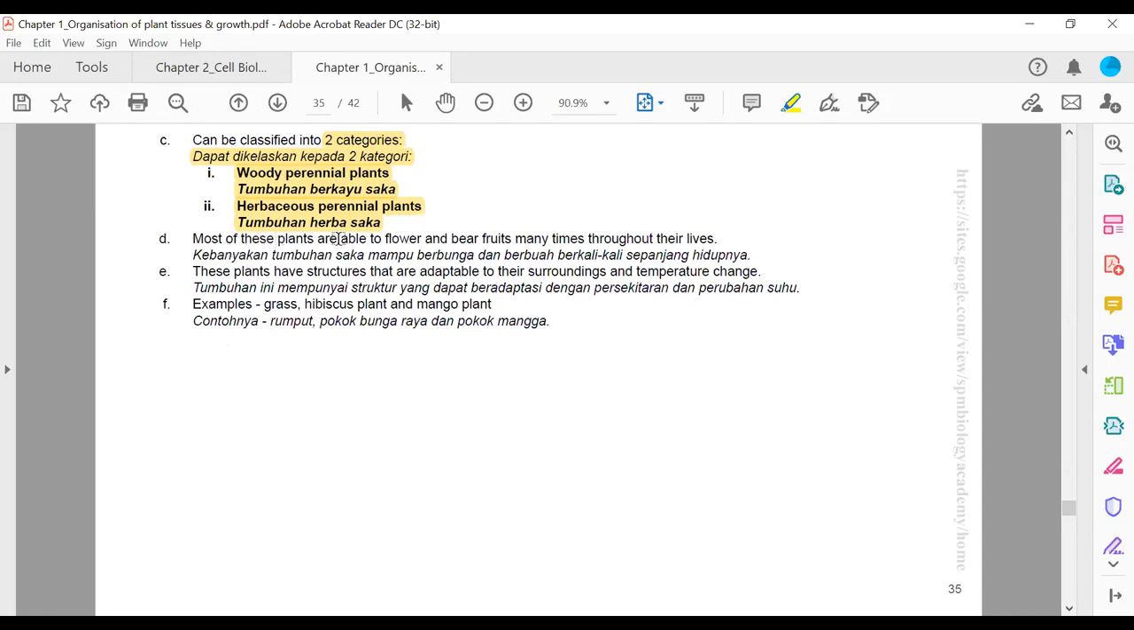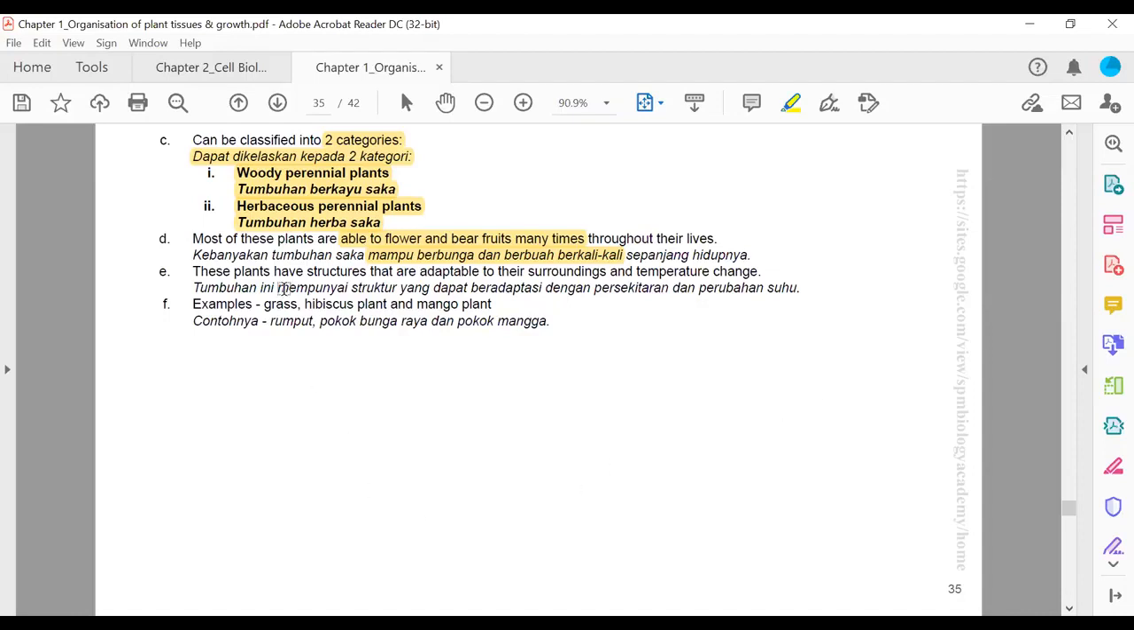Most of these plants are able to flower and bear fruit many times throughout their life, like just now, the trees that produce fruits, rambutan, durian. Because they have a very long lifespan, every year they produce flower, every year they produce seed.